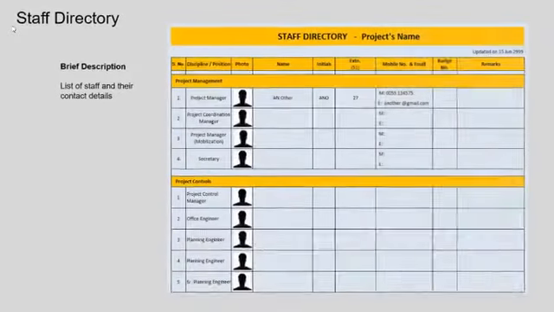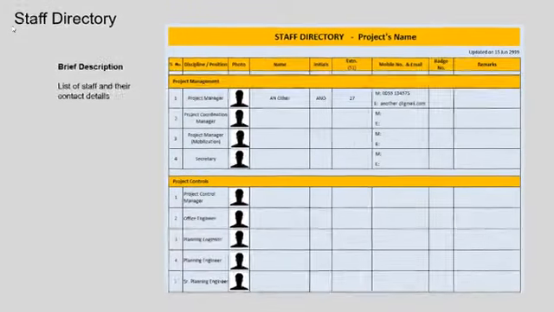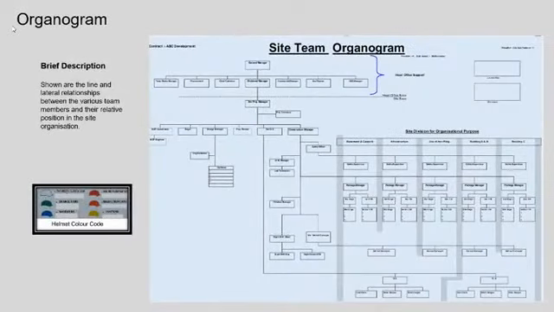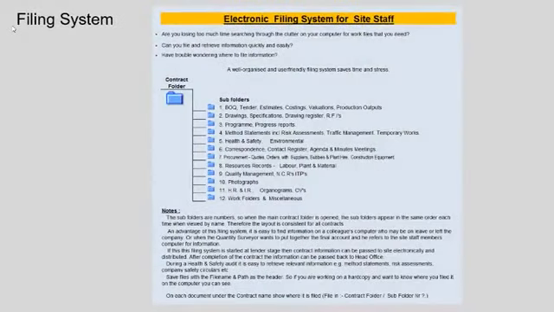Staff directory. List of staff and their contact details. Daily work record. Records the allocation of resources, materials, and work activities carried out daily. Organogram. Shown are the line and lateral relationships between the various team members and their relative position in the site organization. Filing system.